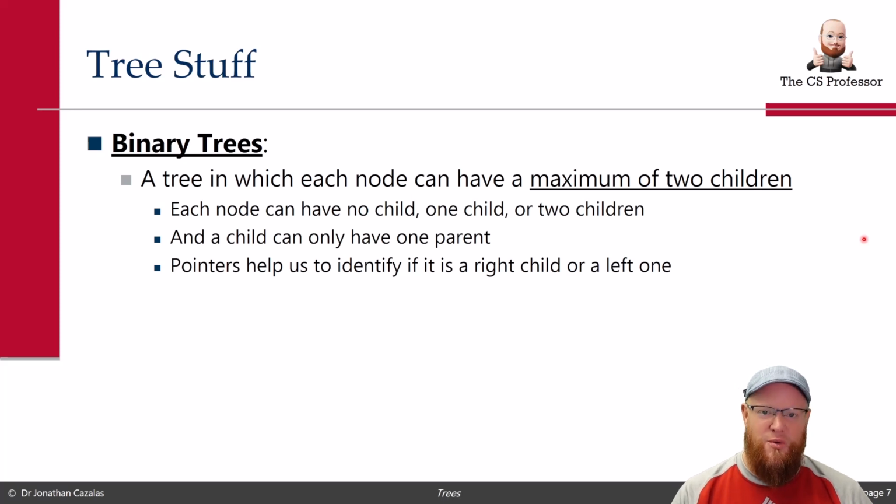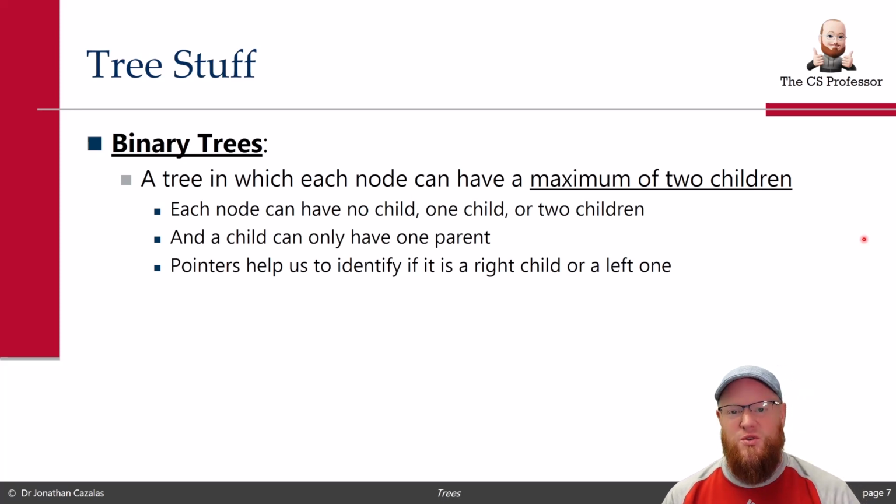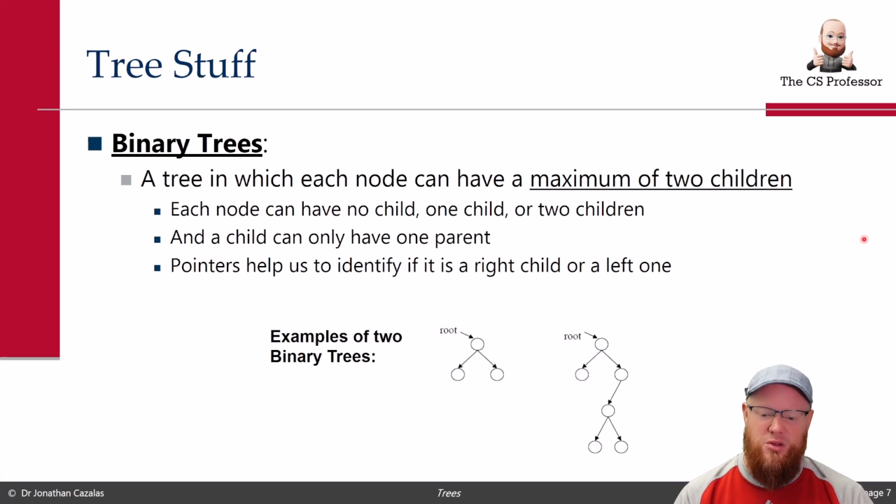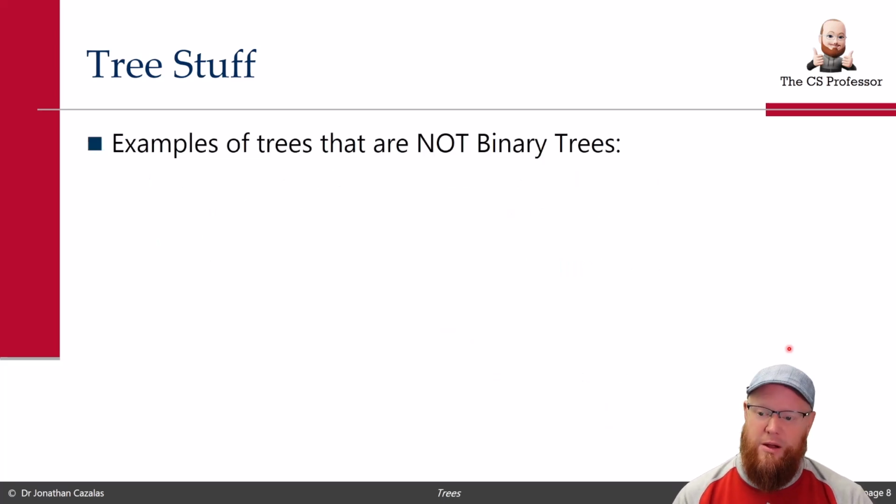How do we know which is the left child of a node, which is the right child of a node? We simply use pointers. So here's examples of 2 very basic binary trees. Here's a tree with a root and 2 children. Here's another tree with a root, 2 children, and this right child has a left child, and this left child here has 2 children. But it's a binary tree. Why? Because no node has more than 2 children, and no node has multiple parents.